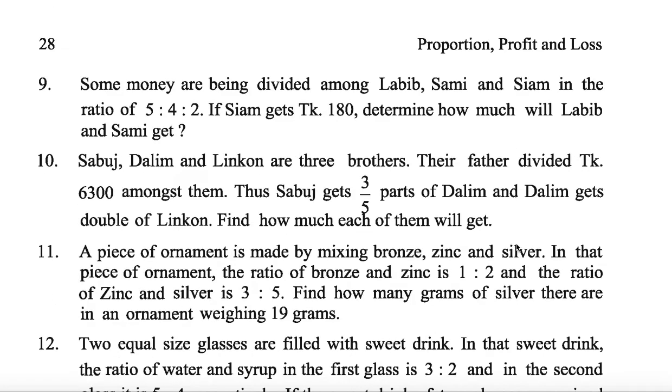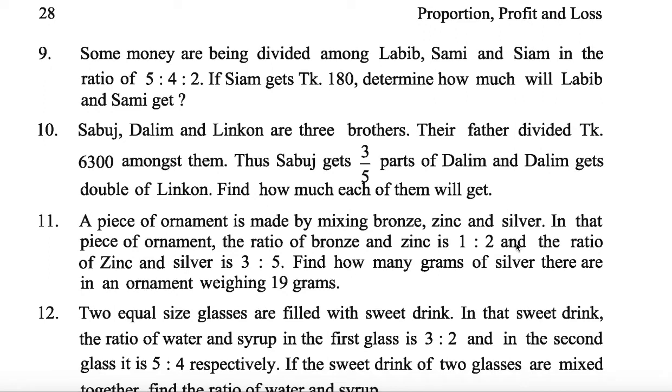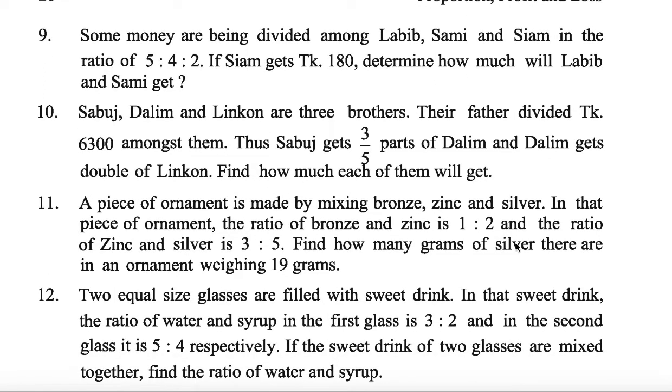Okay, that is correct. Some money is being divided among Lalib, Sami and Saim in the ratio of 5:4:2. If Saim gets 180, determine how much Lalib and Sami will get. So 2 by 11 into x equal to 180. x equal to 180 into 11 by 2, so 90 into 11.